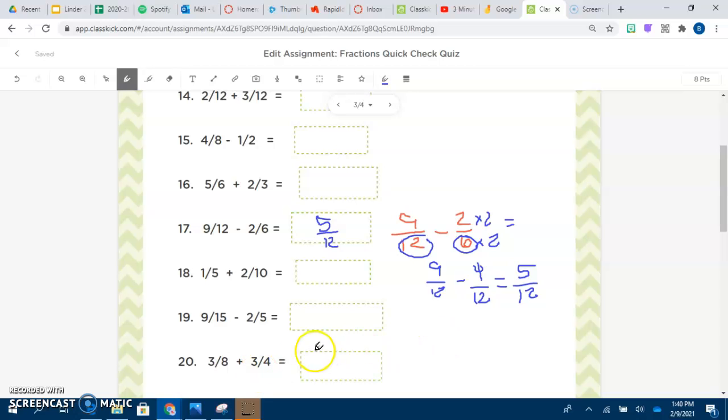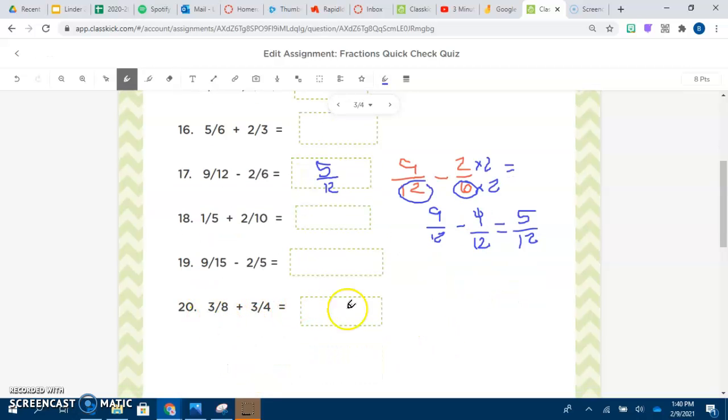So then I'm going to go down to 20. I'm only going to do 2 of them, and I'll do an addition one. So we have 3/8 plus 3/4. So I'm going to write 3/8 plus 3/4.